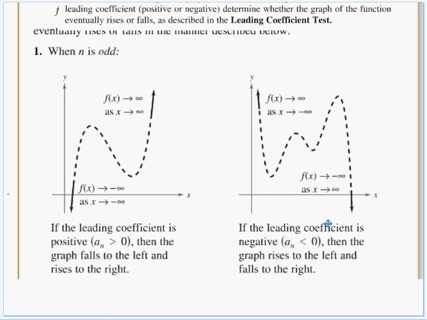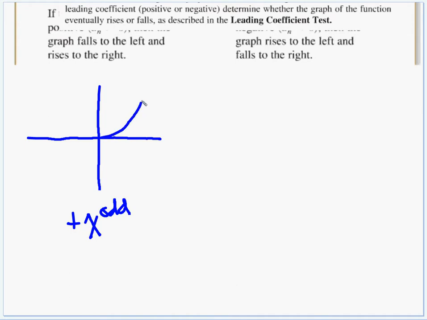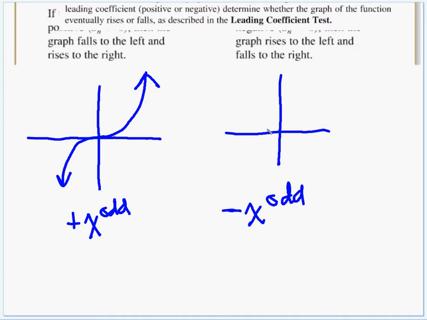Now here, instead of using these book provided things, let me just do this. If we have positive x to the odd power, it's going to go up to the right and down to the left. If it is a negative x to the odd power, it's going to reverse that. It's going to rise as we go to the left, and it's going to fall as we go to the right.